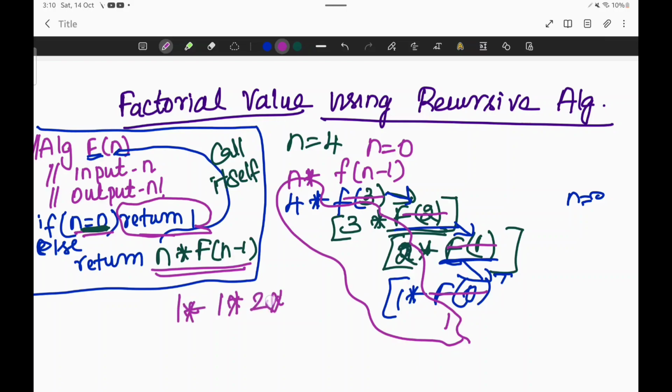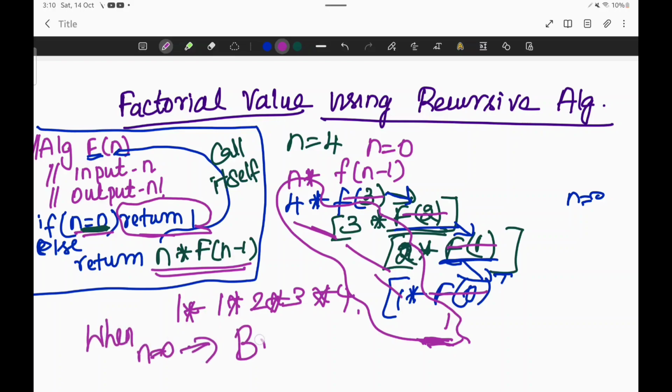So 1 into 1 into 2 into 3 into 4. So this is n is equal to 4 for factorial value. So that will be replaced. So we need to keep in mind what is meant by base value. Base value means a function calling itself will stop at one position when it reaches the base value. When n is equal to 0, that is the base value.